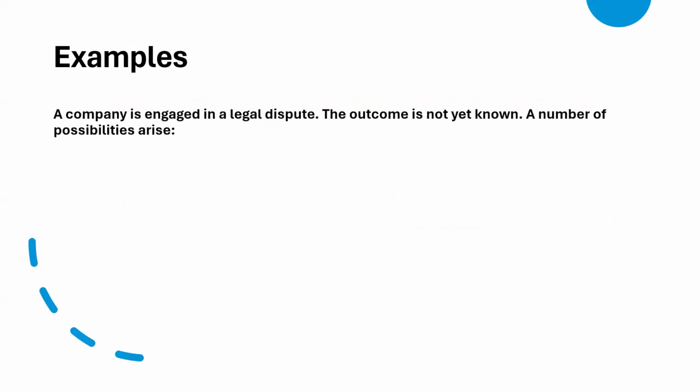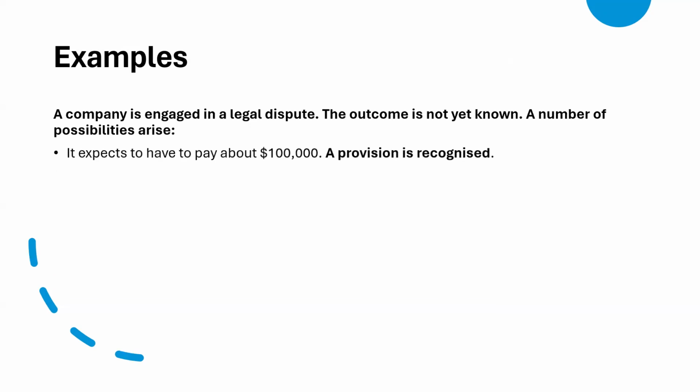A company is engaged in a legal dispute. The outcome of the legal dispute is not known. A number of possibilities arise. One, it expects to have to pay about $100,000. If it expects to pay $100,000, a provision is recognized. Why? Because there's a reliable measure of the provision.